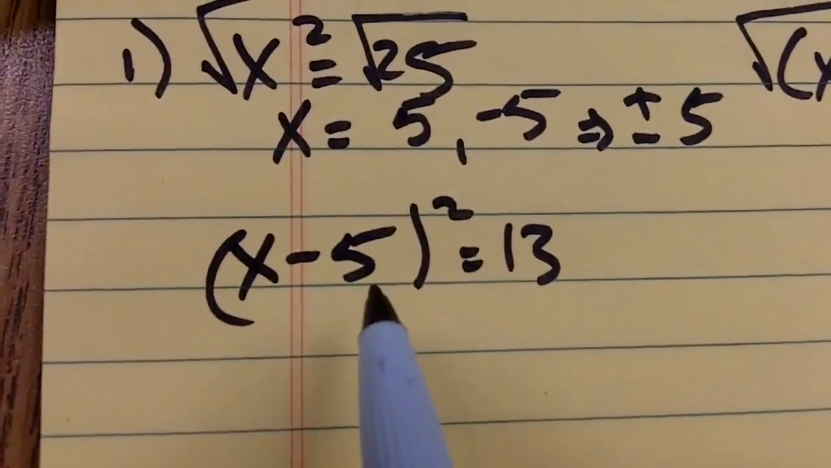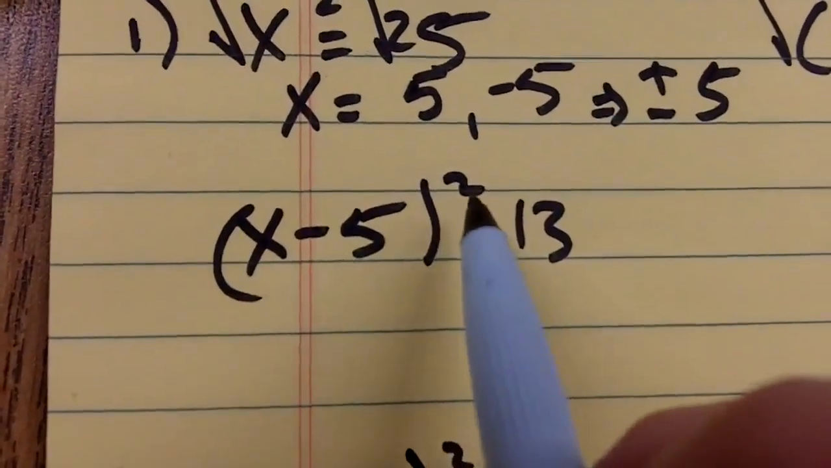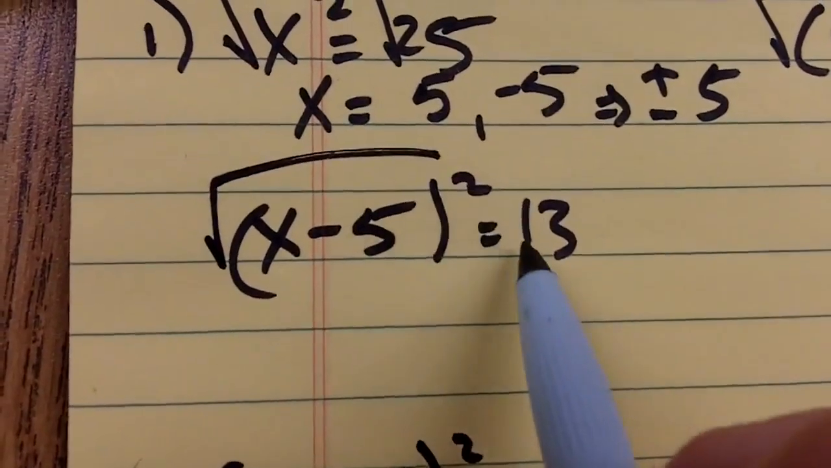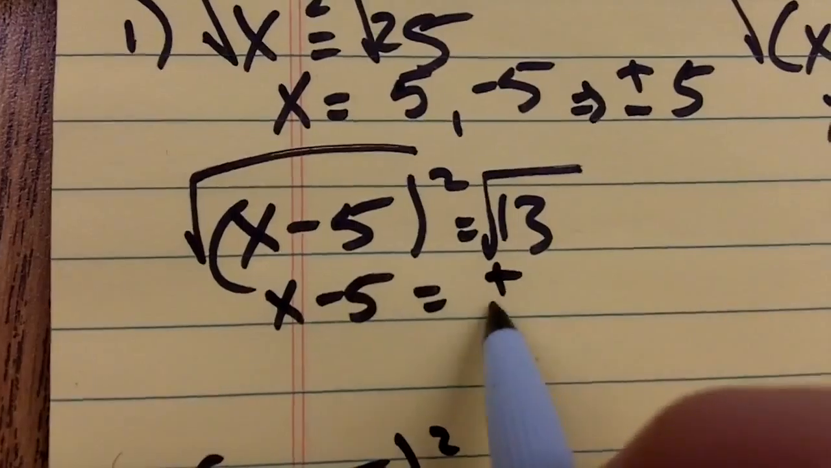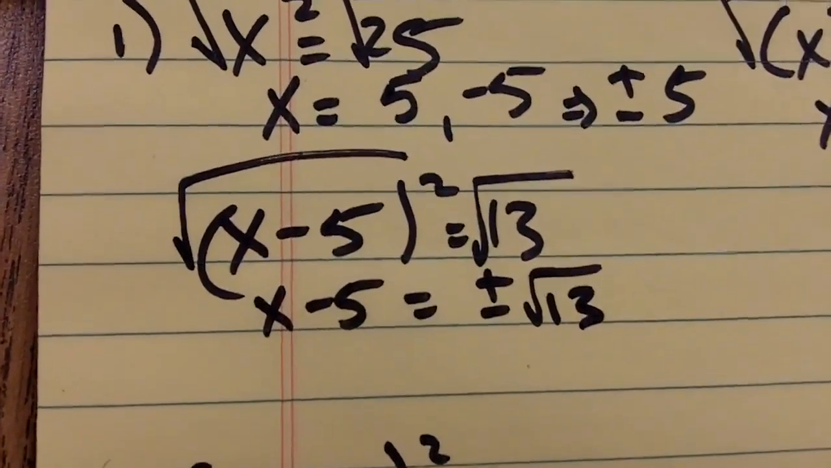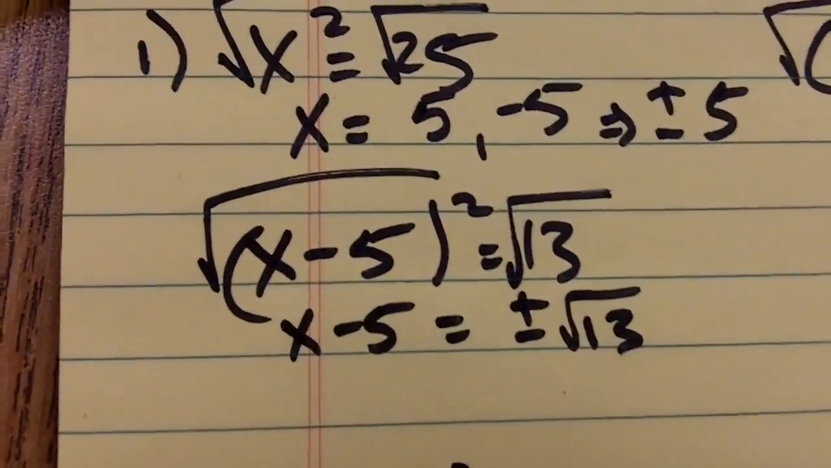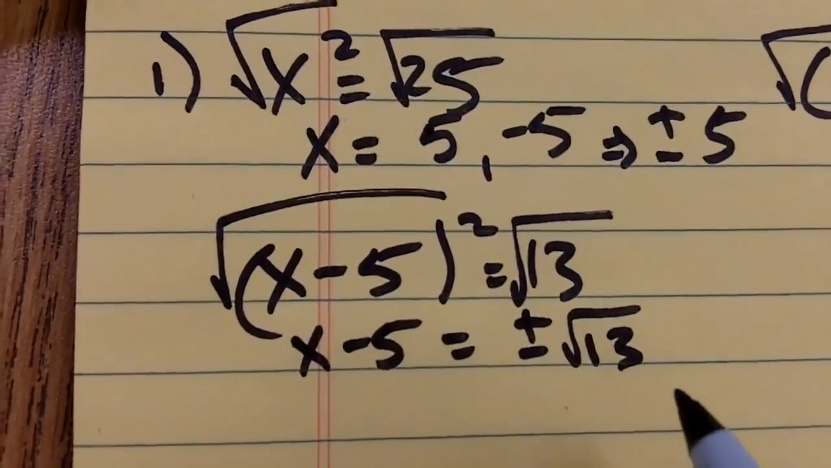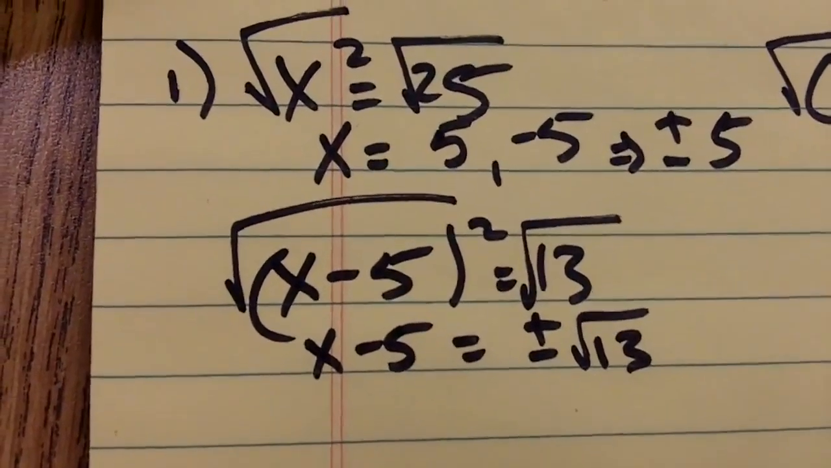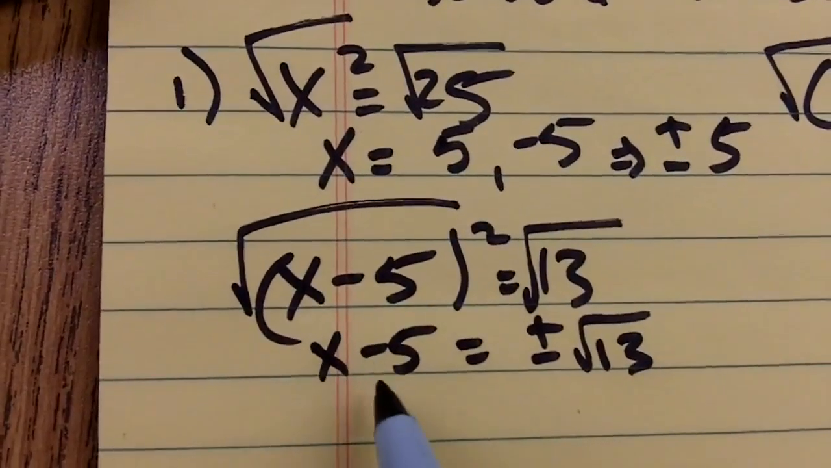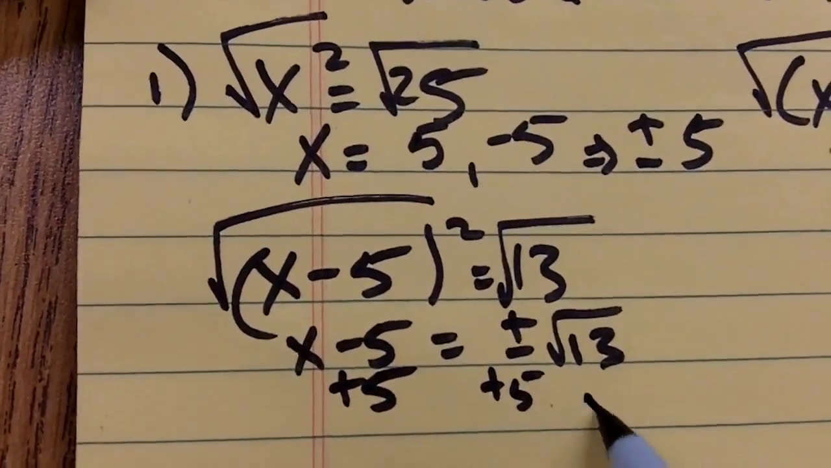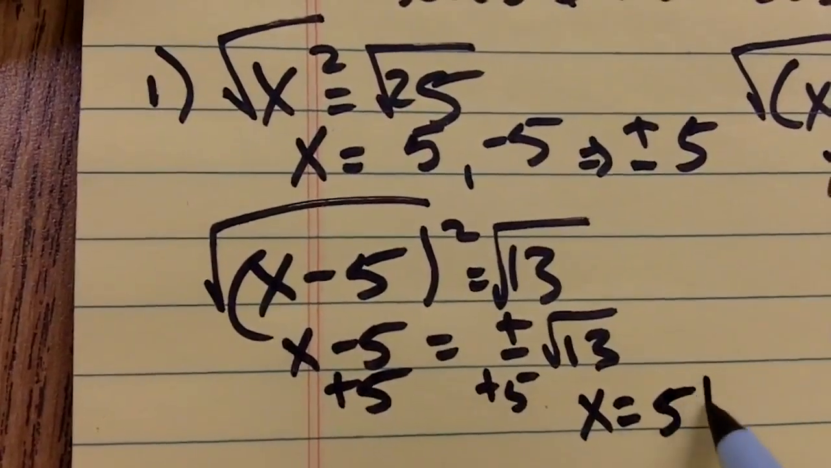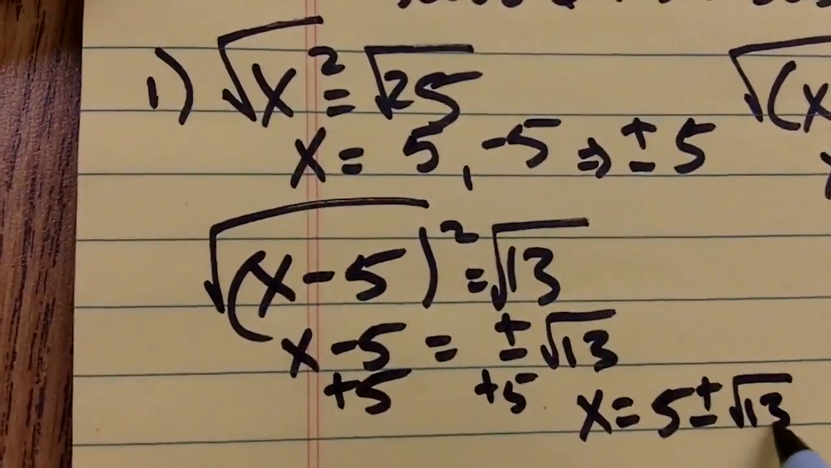Next problem, x minus 5 squared equals 13. Is this a perfect square? Yes. Take the square root. X minus 5 equals plus or minus the square root of 13. Do I know the square root of 13? No, I definitely don't. So I can't do anything with that. There's no perfect squares to go in there. I can't even simplify that thing. So I just leave it as plus or minus radical 13. Do I have x by itself though? Not yet. Add 5 to both sides. X equals 5 plus or minus radical 13.